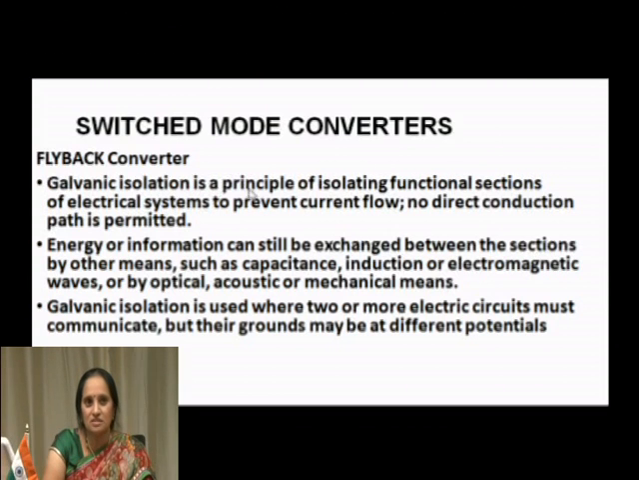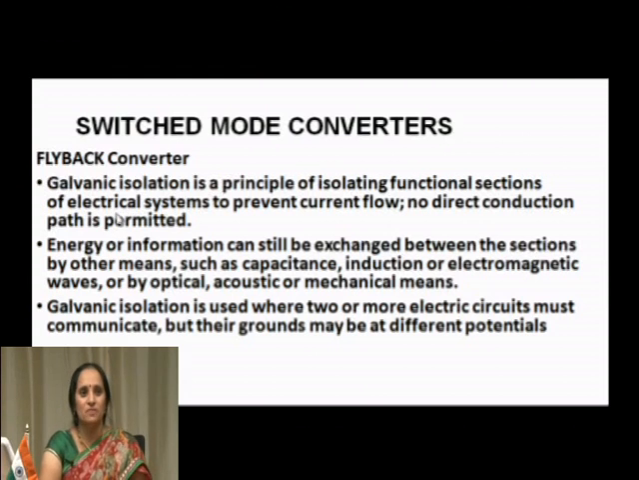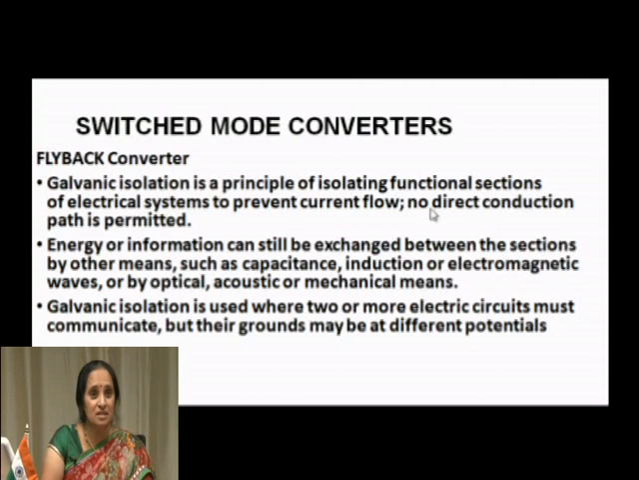Galvanic isolation is the principle of isolating the functional sections of electrical systems to prevent current flow, and there is not going to be any direct conduction path. When I show you the circuit, you will very easily understand. Now, energy or information can still be exchanged. Please see, there is no direct conduction path or connection wire between the two.